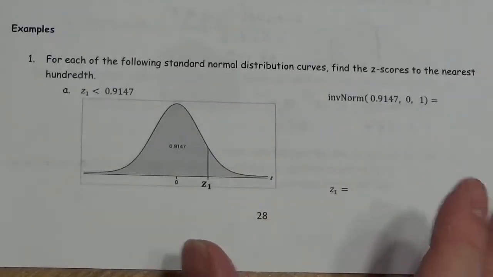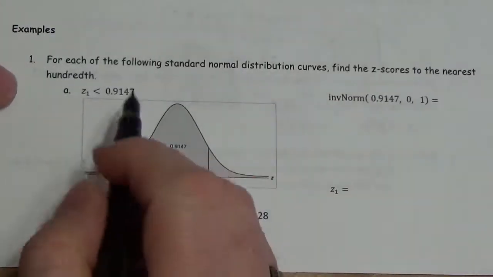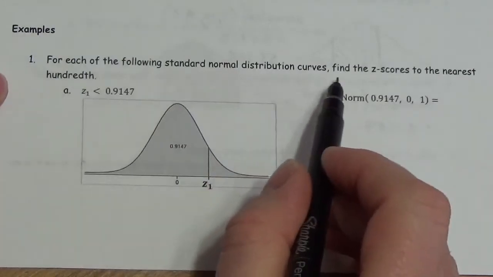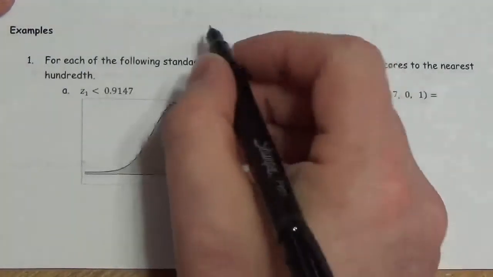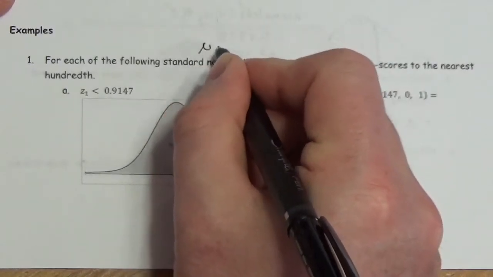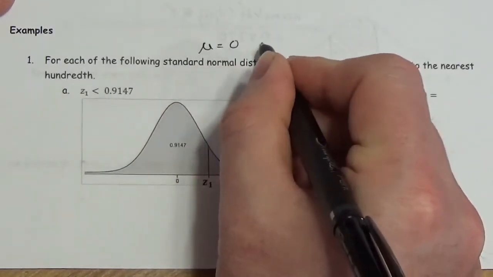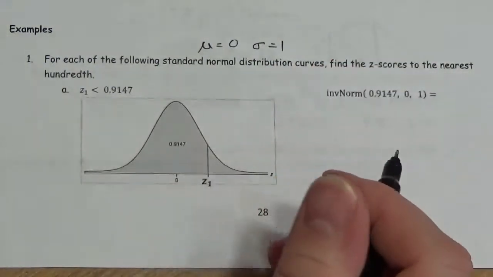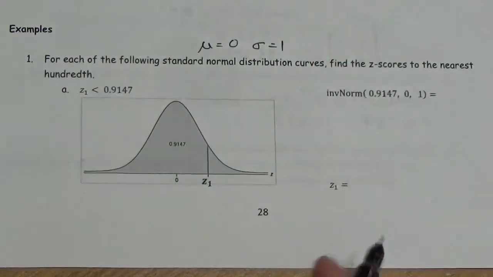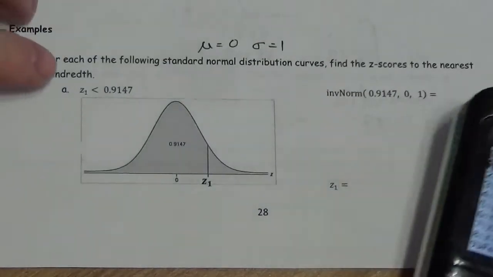Okay, so this first set of questions is really just about using the calculator here. So for each of the following standard normal distribution curves, which means, by the way, that I'm using Z-scores, so my mean is 0 and my standard deviation is going to be 1. That's going to be true for all of these. We want to find the Z-score. Now, just some clarification as to what this is saying here.